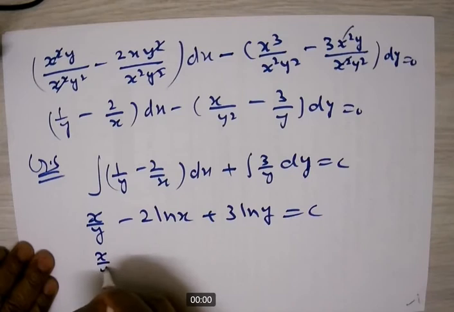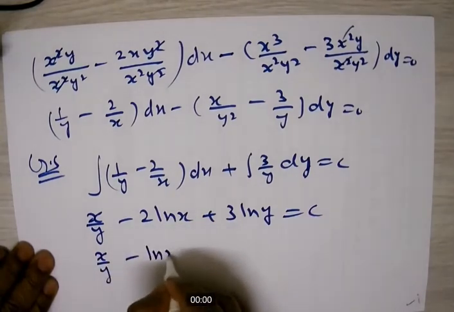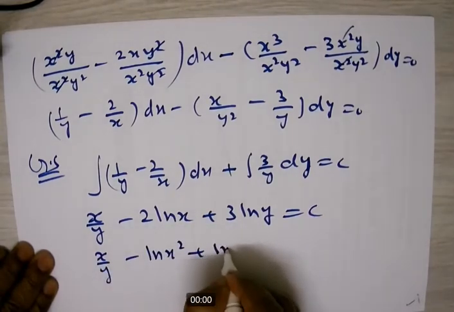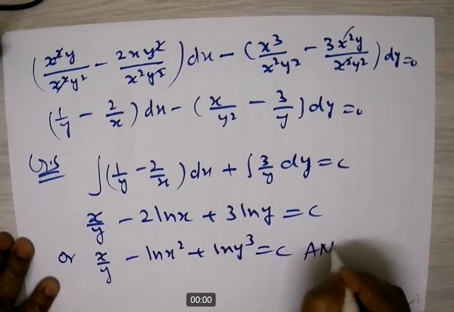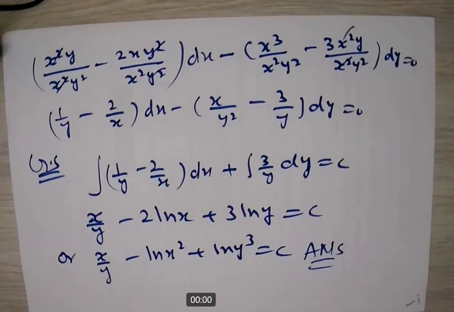You can write it using some technique: ln of x squared plus ln of y cubed equal to this one. This is the answer of this question. Hopefully, my dear friend, you understand this one.